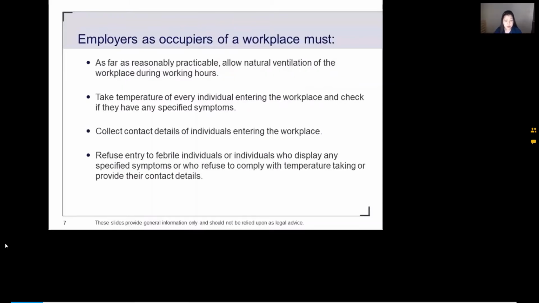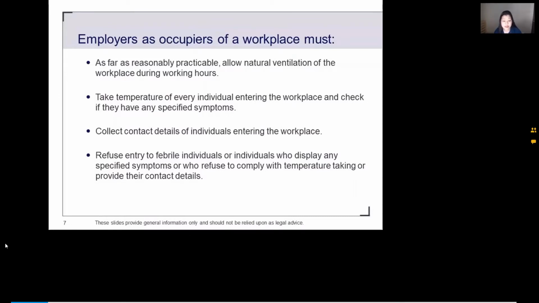Okay, so most employers would typically be occupiers of a workplace, meaning that they occupy or have control of workplace premises. And as occupiers, employers would therefore also have certain additional obligations. Firstly, employers as the occupiers would have to allow natural ventilation at the workplace during working hours to the extent that it's reasonably practicable. Secondly, the employer must ensure that they take the temperature of every individual entering the workplace and check if the individual has any symptoms, especially visible symptoms.